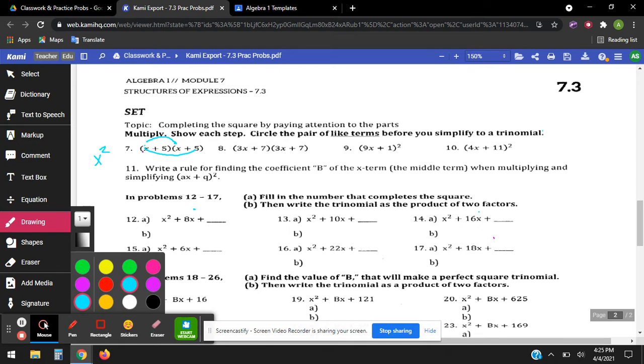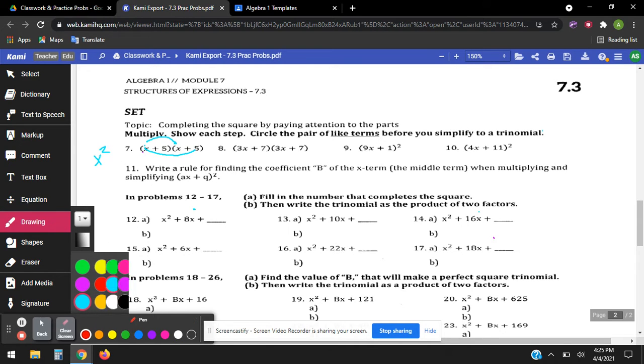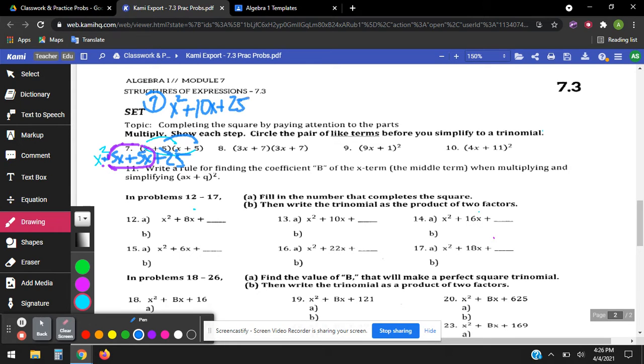Oh, did I lose it? I bumped something. So we'll go down here to a pen and pick blue. So plus 5x. Here we have plus 5x again, and then plus 25. So to be able to circle the like terms, I'm going to add these 5x's together, which for number 7, I'm just going to write it up above. I have x squared plus 10x, since I added them, plus 25.